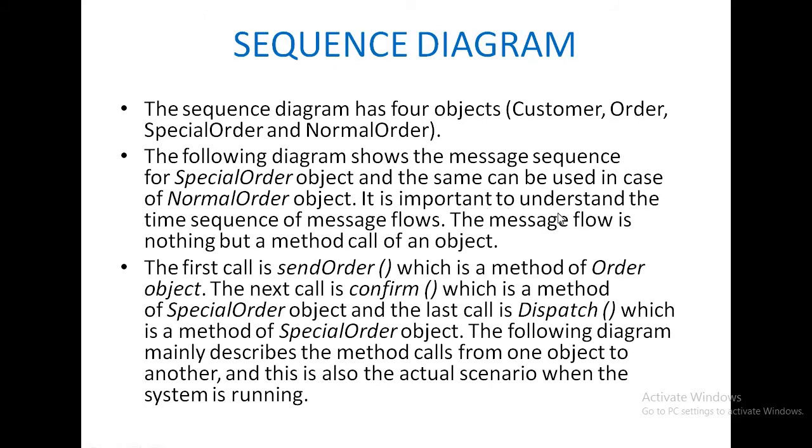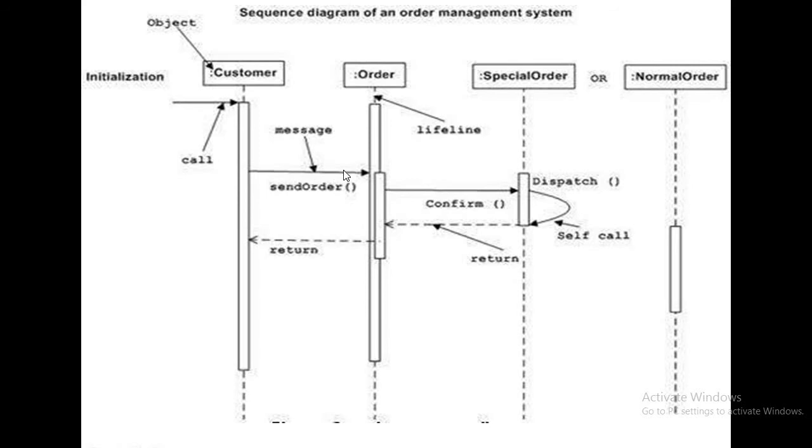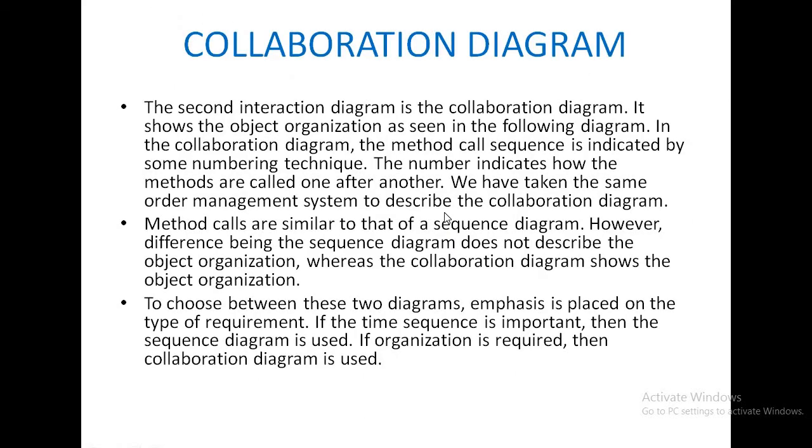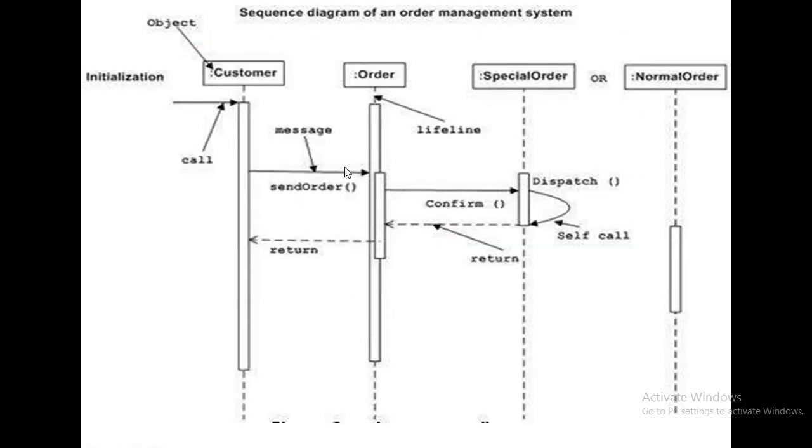It is important to understand the time sequence of message flows. The message flow is nothing but a method call from one object to another object. The timing order of these messages: this is first send order, then confirm order, then this dispatch is a self call, then this is a return message, and this is a return message. What is the timing order of the different messages, that is important in a sequence diagram.